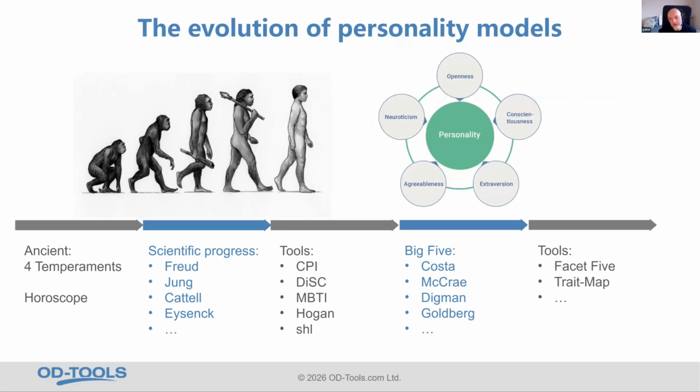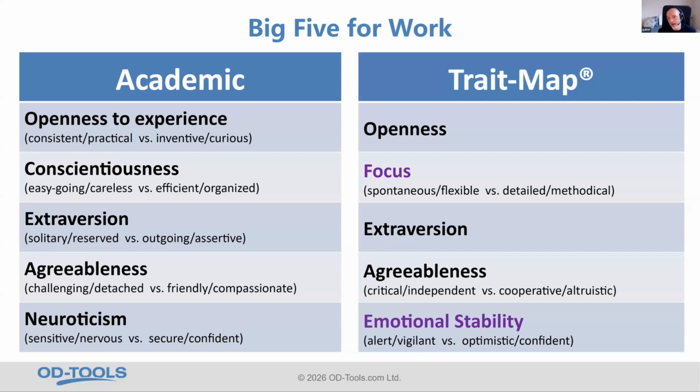A little bit more detail. Why the Big Five and the trait approach are significant: there was a scientific development of personality models and assessments, and TraitMap is one of the latest generation, developed after the 2000s. If you are familiar with the Big Five, you will recognize many things, but you will also see some differences because we applied it to the world of business.